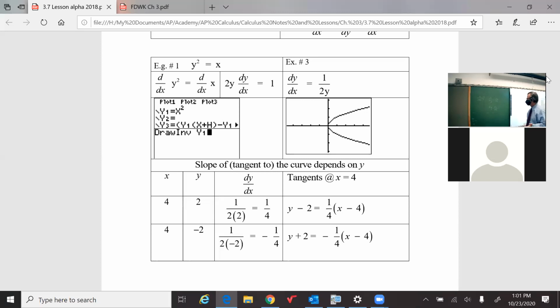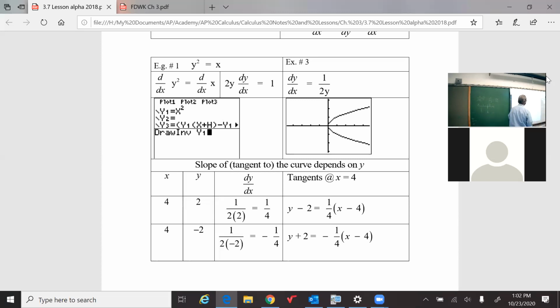Well, now what do you have? You have something you're not used to seeing. In my table, I have x, y, dy dx equals, in this case, 1 over 2y. The derivative depends upon the y value. You're not used to seeing that. You're used to seeing the derivative depend upon the input, upon the x value. But in this particular problem, it depends upon the height.